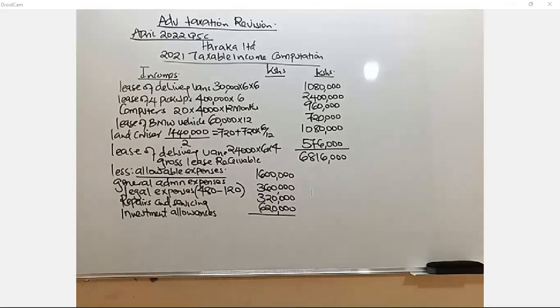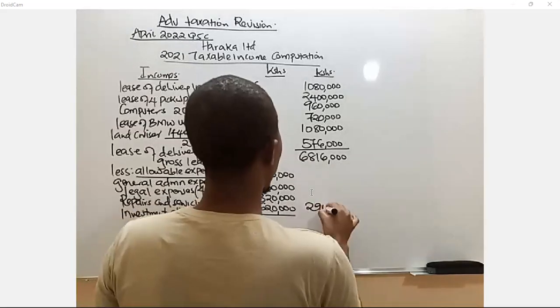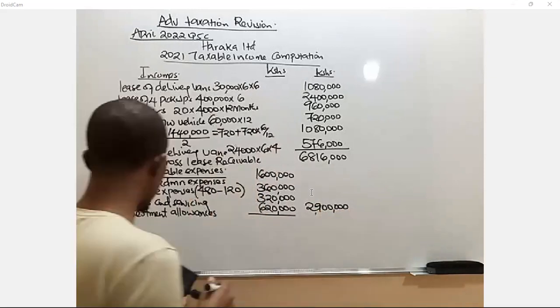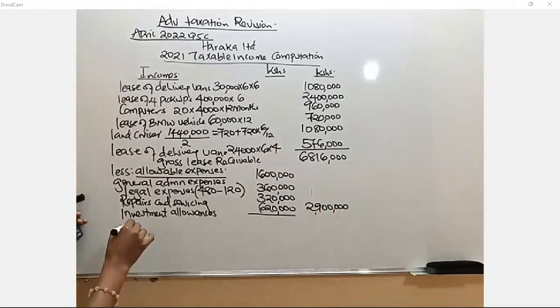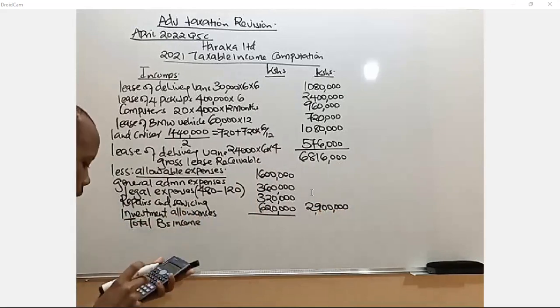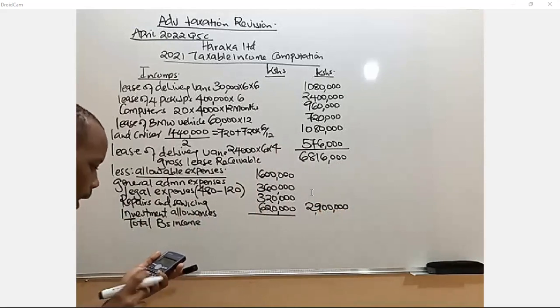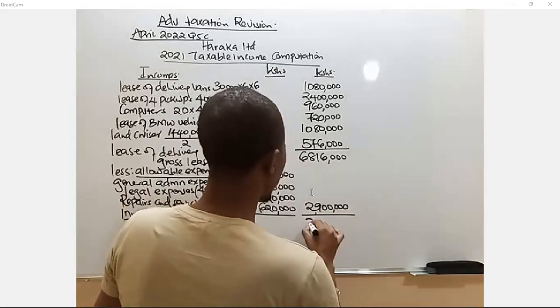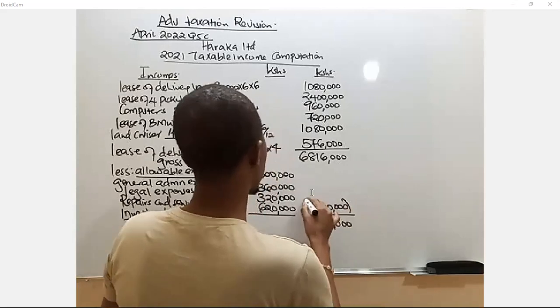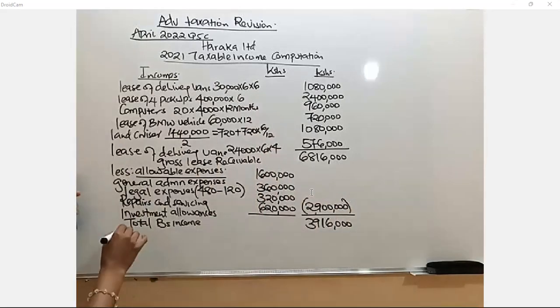We are getting 2.9 million. So let me just get the total business income. It means I just take 6816 minus my answer, getting 39,16,000. Correct. Let us add other incomes.